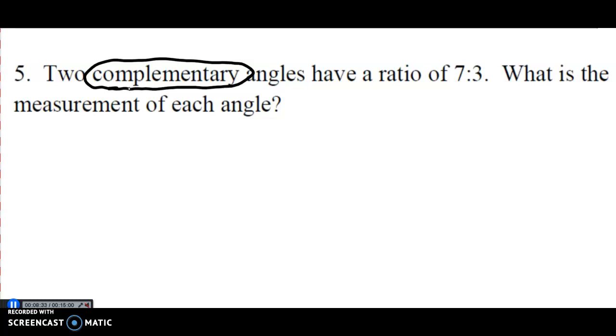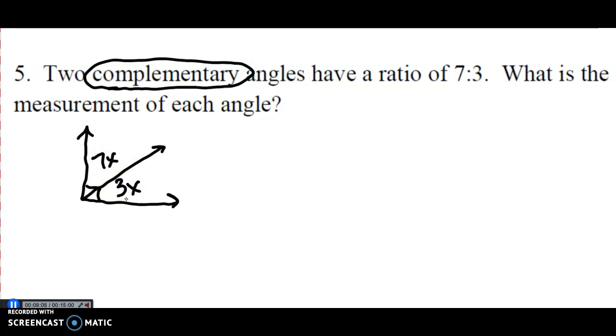So what I'm going to do, and this is a good strategy for all geometry problems, is I'm going to draw a picture. So complementary is 90 degrees, so I'm going to draw a picture of a right angle. And we have two angles here, so I'm going to split this into 2. It doesn't matter how you split it. It doesn't need to be accurate. It's more just to help you stay organized and stay focused. And we know that they have a ratio of 7 to 3. That means for every 7, there are 3. So we can call this first one 7x, and this one here 3x.